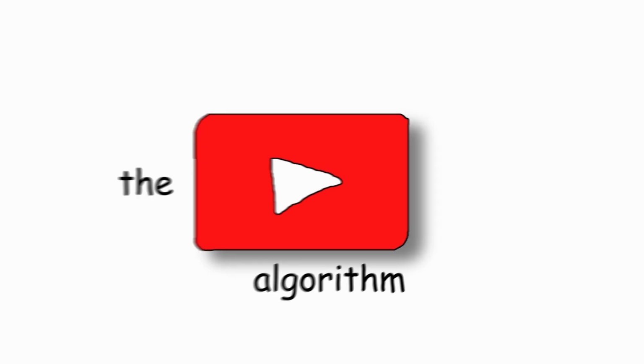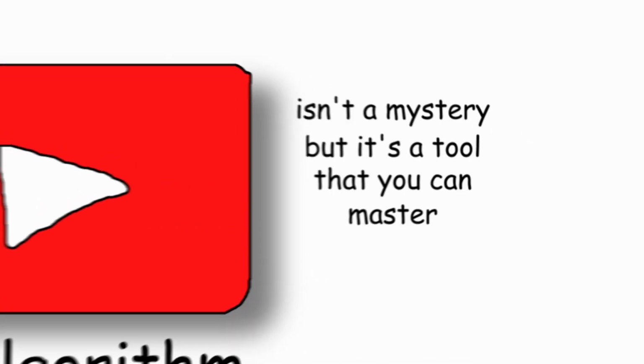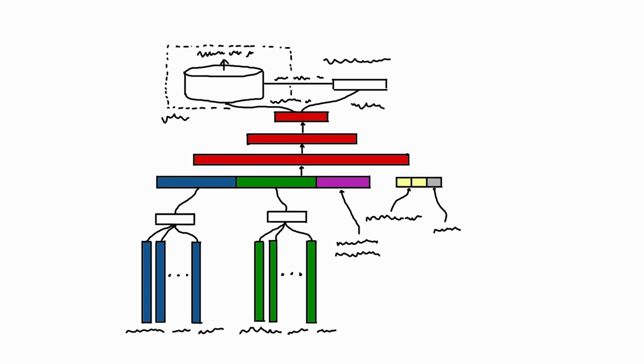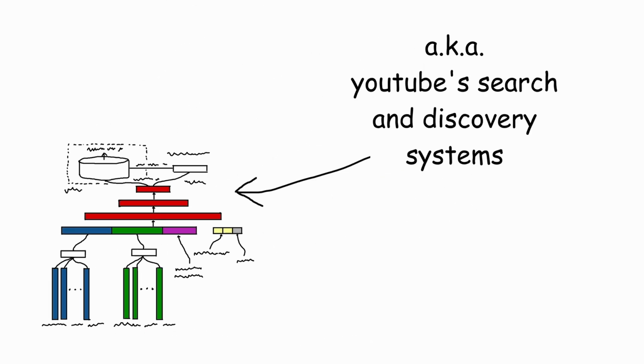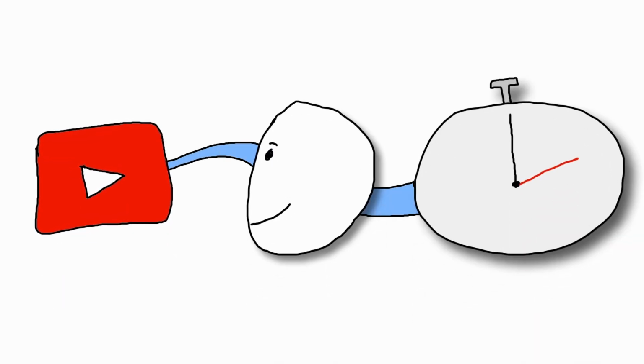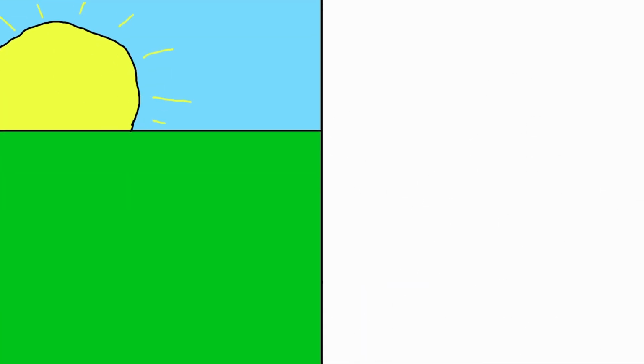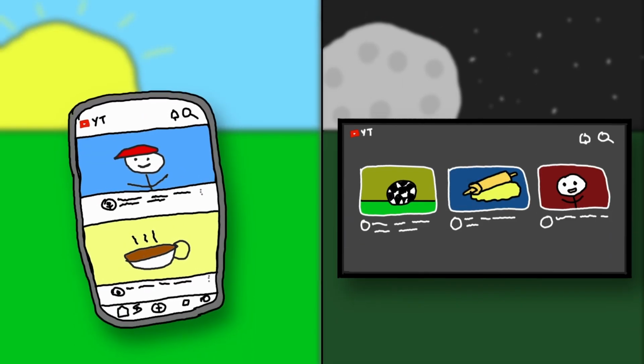The YouTube algorithm isn't a mystery, but it's a tool that you can master. YouTube's algorithm, aka YouTube search and discovery systems, has one goal: deliver the right video to the right viewer at the right time. This means that the videos you're recommended in the morning on your phone are different from in the evening on your TV.